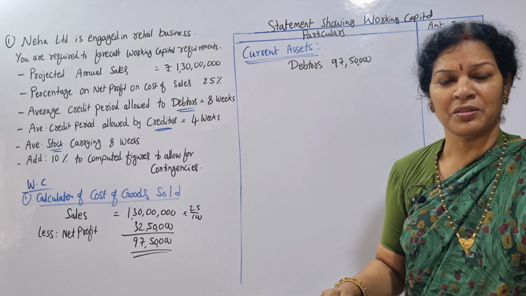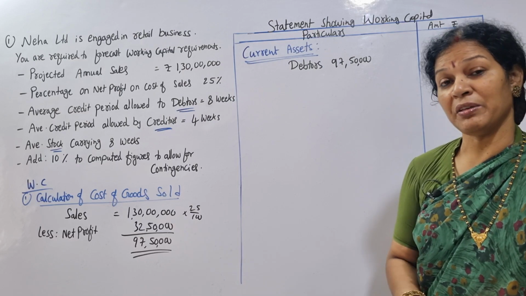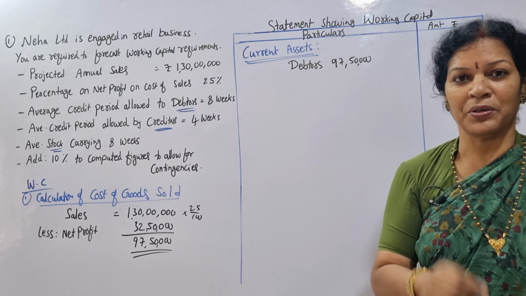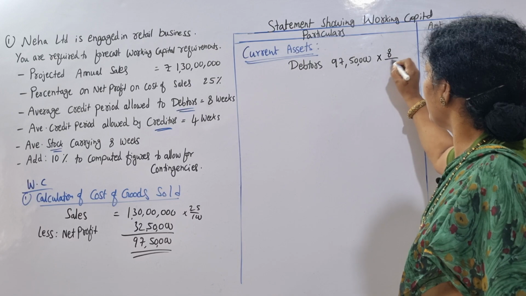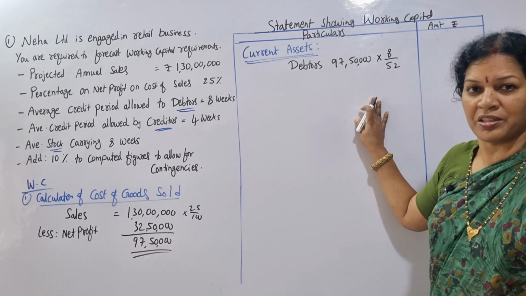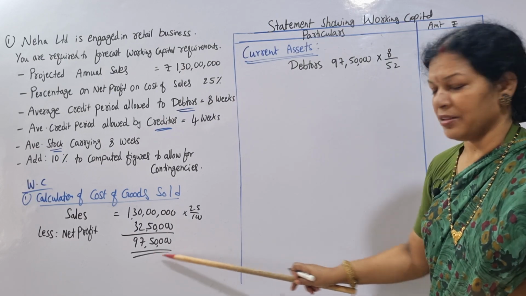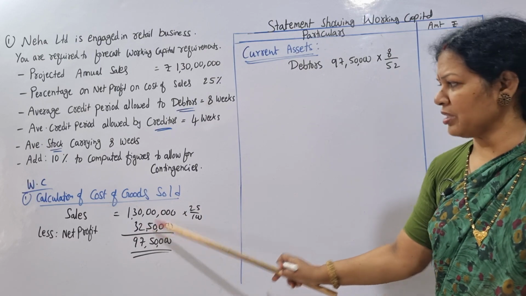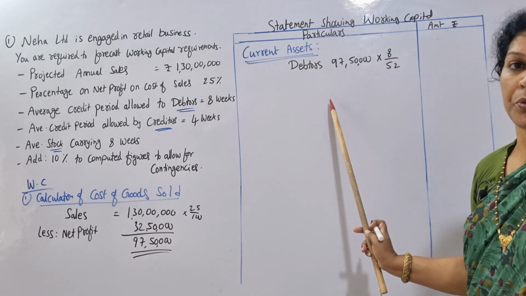After 8 weeks we are going to get the amount. 8 weeks out of 52 weeks. Entire year we have 52 weeks. So this into 8 by 52. We'll do the calculations later. Right now you understand this. Debtors is 8 weeks they said. On this amount, this is the base. On this only we are going to calculate everything. So this amount, cost of goods sold, is written. How many weeks? 8 weeks out of 52 weeks.